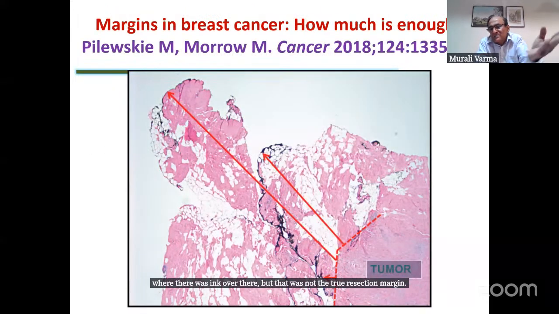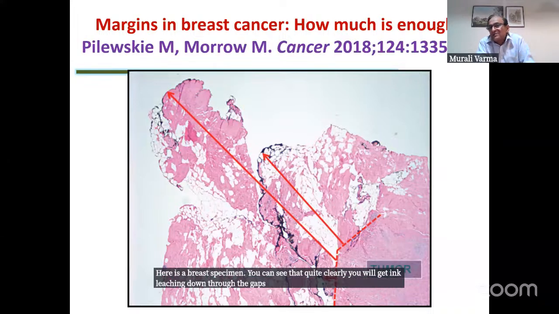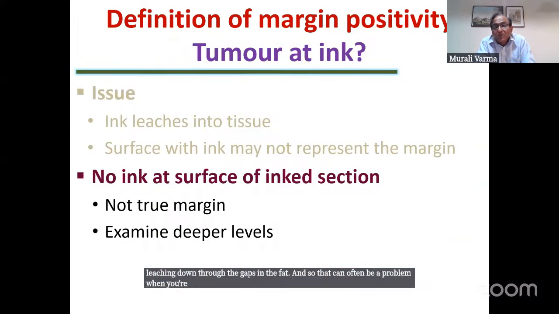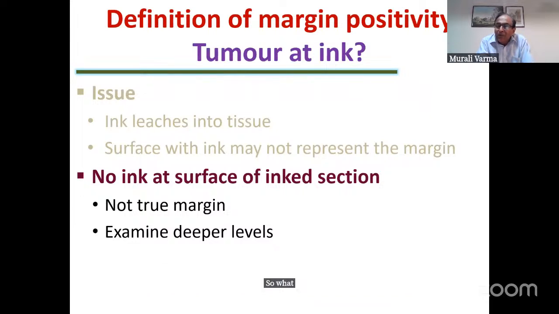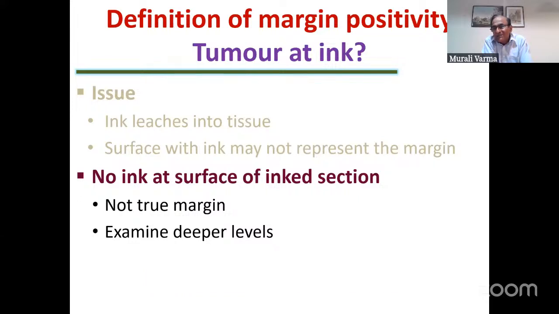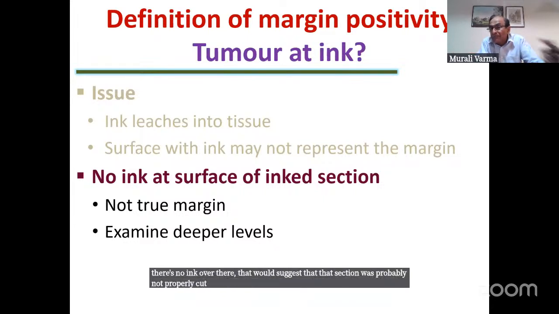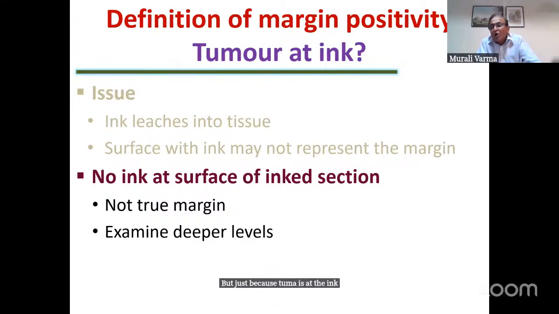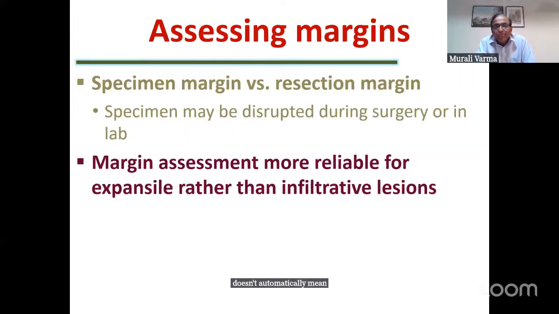Here is a breast specimen. You can see quite clearly you will get ink leaching down through the gaps in the fat. And so that can often be a problem when you're assessing margins. So what it really means is the other way around. If you have inked the margin and in your section the tumor is at the edge of the section but is not in contact with ink, there's no ink over there, that would suggest that the section was probably not properly cut and you may want to take deeper levels; it may not be margin positive. But just because tumor is at the ink doesn't automatically mean that it's margin positive.